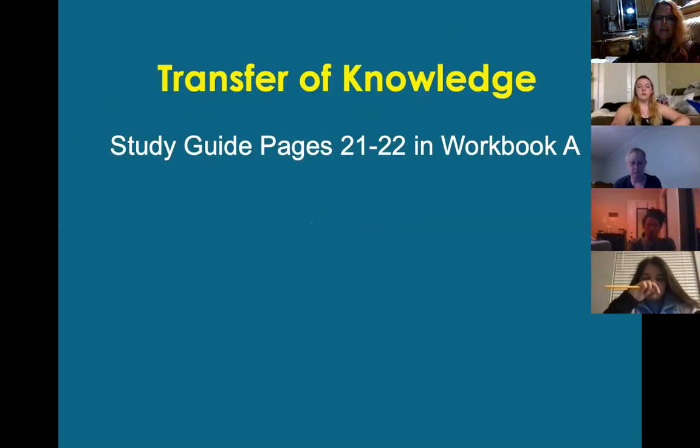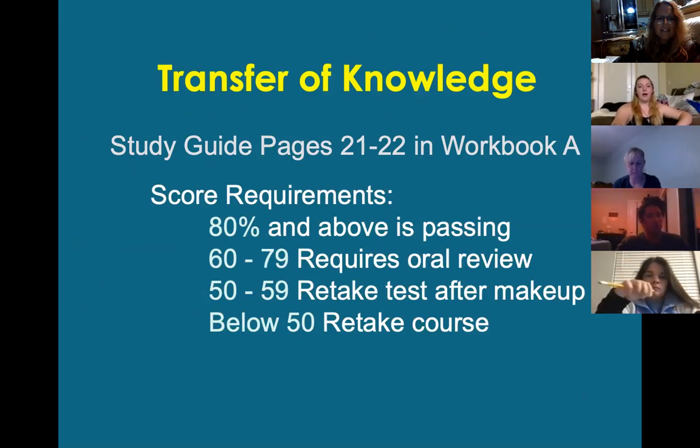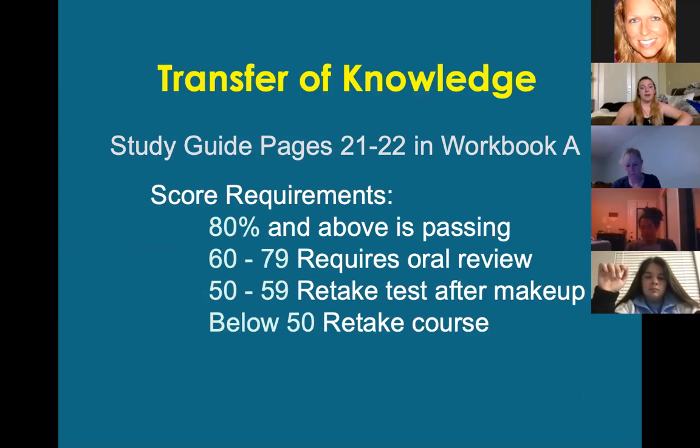And this will be our last slide, Maureen. Okay. So go ahead. So the study guide are pages 21 to 22 in workbook A. And your score requirements, 80% and above is passing. 60 to 79 requires an oral review. So that's where we'll kind of go over the questions that you missed and then see if we can't.